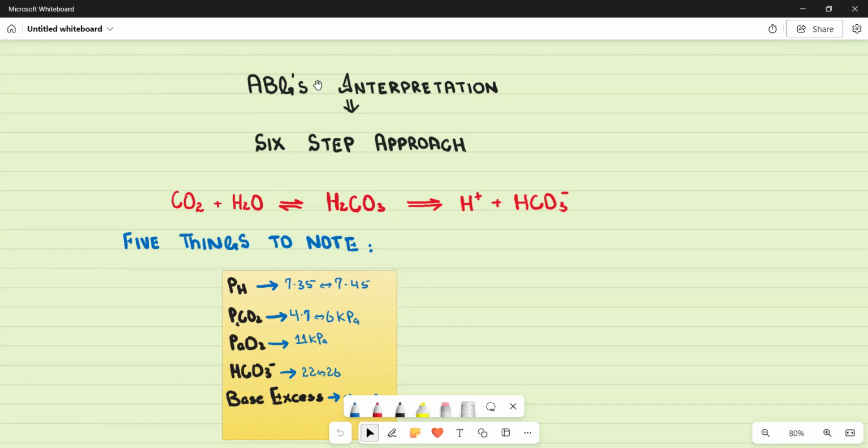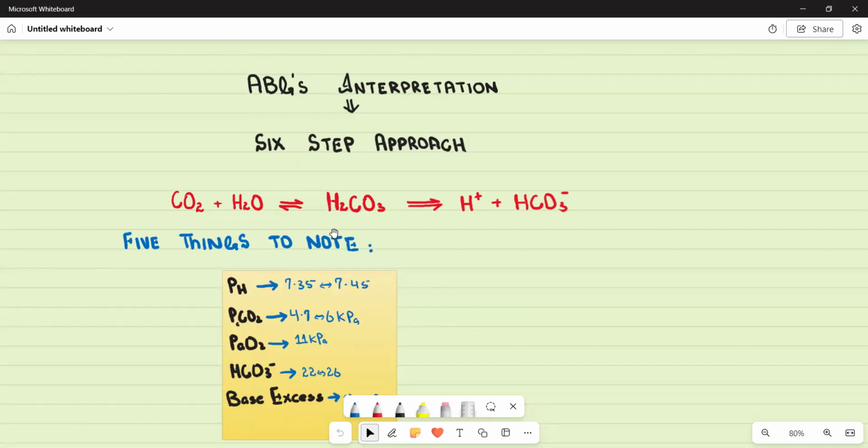Okay, so for this purpose, I'm going to give you a systematic six-step approach to interpret any ABG report efficiently, and this will enable you to come to the right conclusions, and you will be able to make necessary adjustments to the patient treatment accordingly.